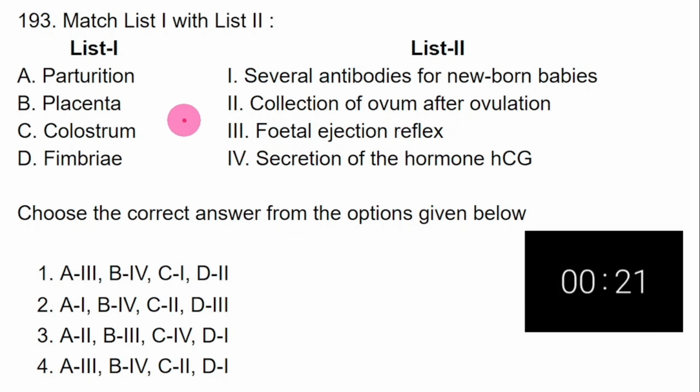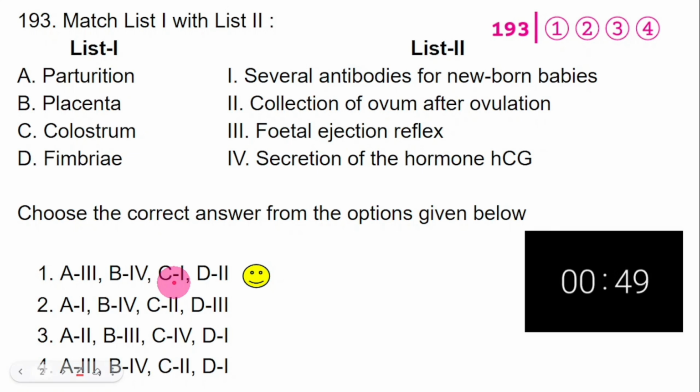So, A is 3, and 3 is in options 1 and 4. Then B is common in both, B is 4, and C is either 1 or 2. Placenta is B, C is colostrum. Colostrum is milk containing antibodies, so several antibodies for newborn babies. So C is 1. So we will choose option number 1 as the right answer. Mark it on the OMR sheet. 193 is 1.